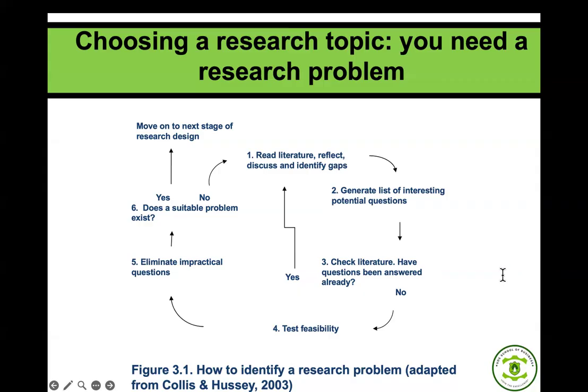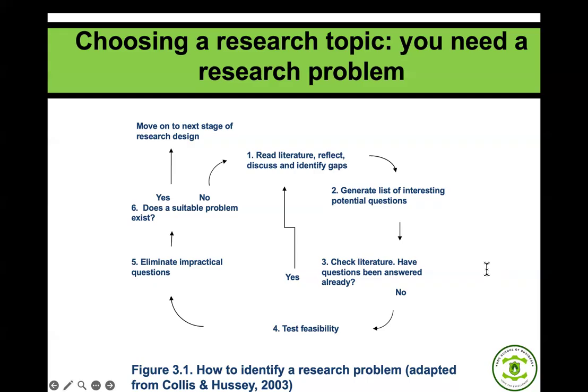Four, feasibility testing. You have to be practical here. One, can you access rural markets? Will the traders be willing to talk to you? Access to the data, very important. And you also have the time and the resources to be able to conduct this research.